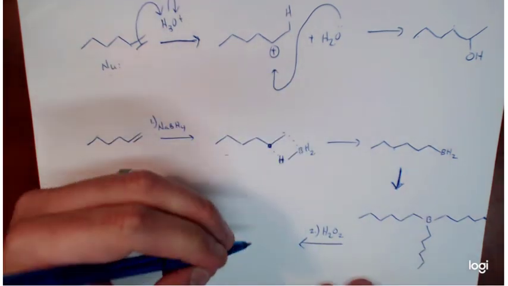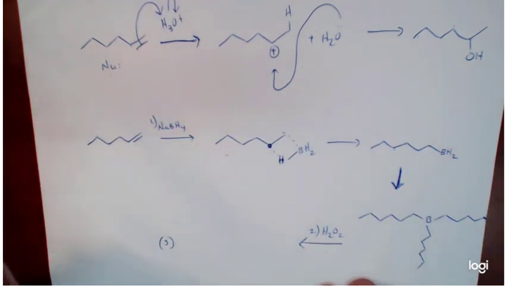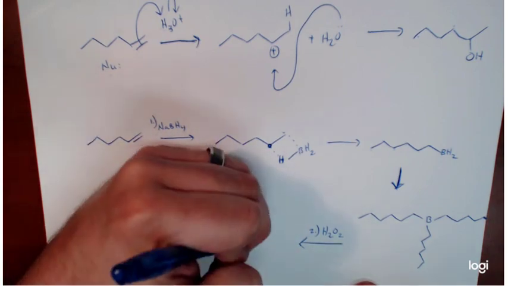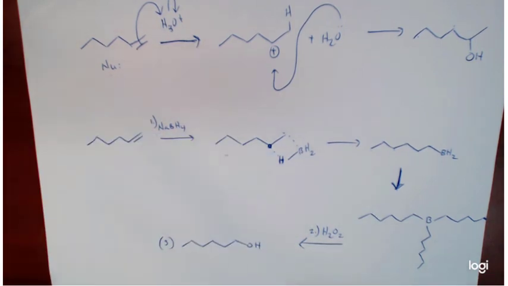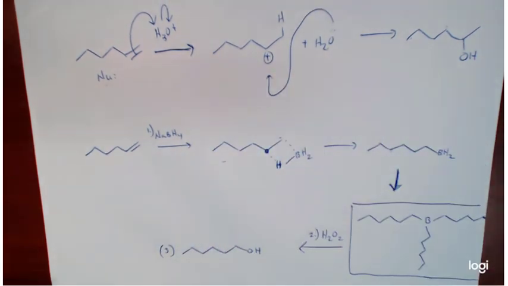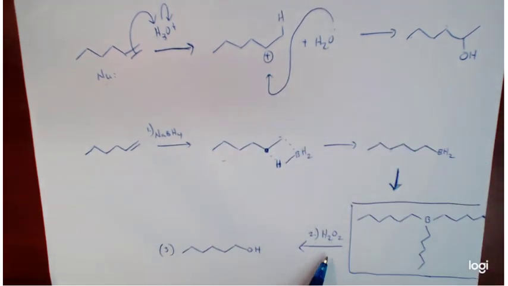Alright, and so once we do that, that's when we would see the alcohol products that are anti-Markovnikov products. Actually, at the end of week 1, this would have been our product. So week 2 incorporates the use of peroxide to make our anti-Markovnikov alcohol.